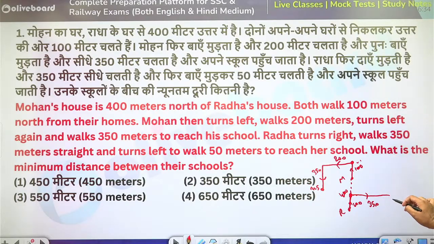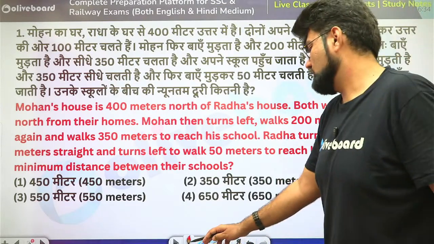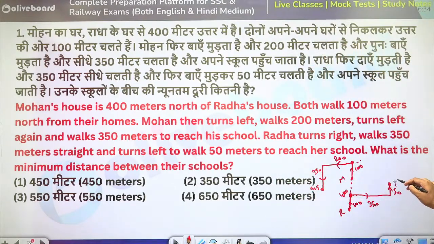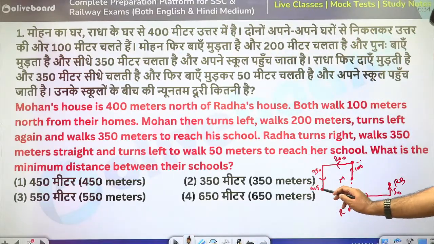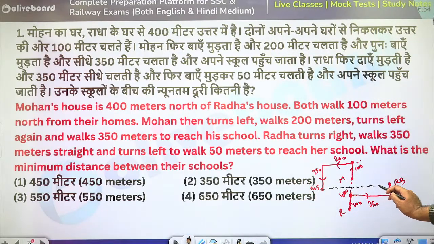Then takes left to walk 50 meters. Now 50 meters means she has now come at par the level of Mohan's school. This is Radha's school. Radha's school and Mohan's school are at par with each other. That is precisely what you need to understand with this figure. Otherwise, you'll end up making an error.